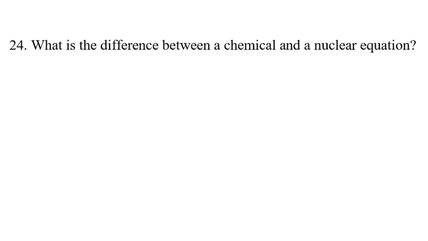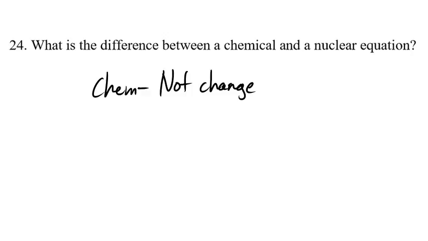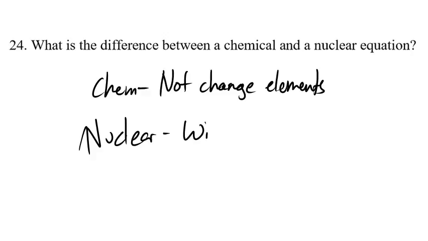The difference between a chemical and nuclear reaction. Chemical: this will not change elements. In a nuclear reaction, it will change elements.